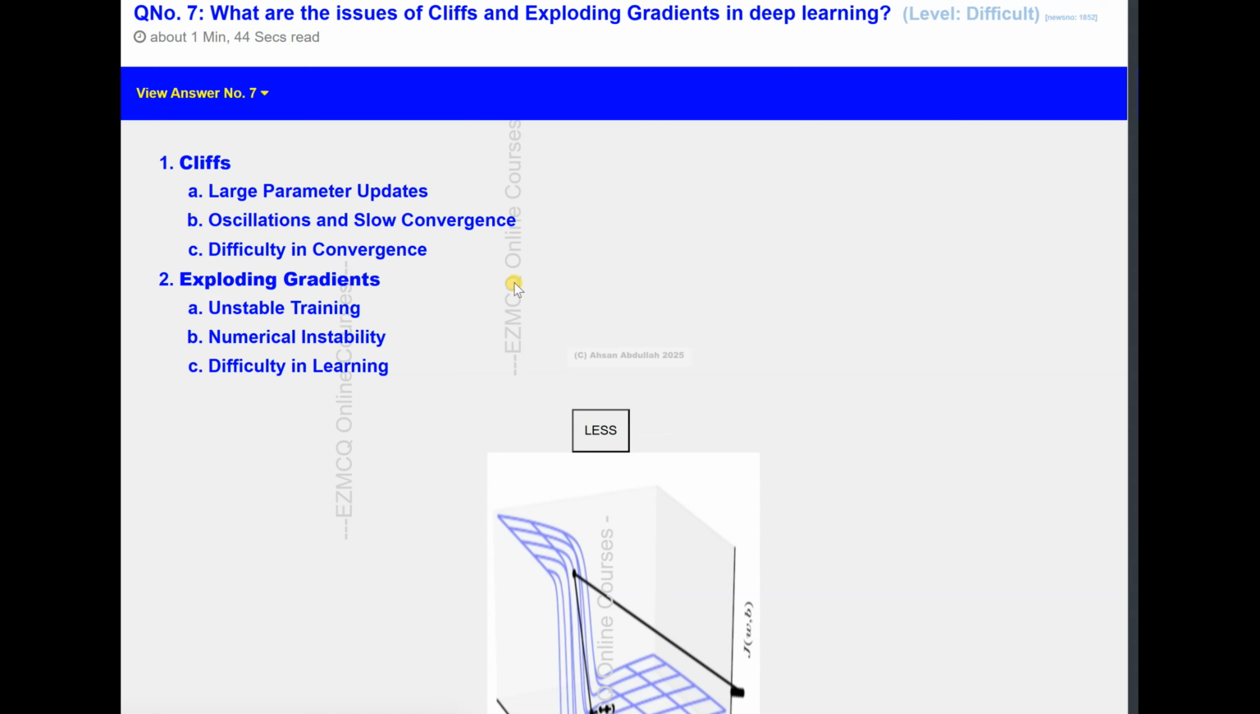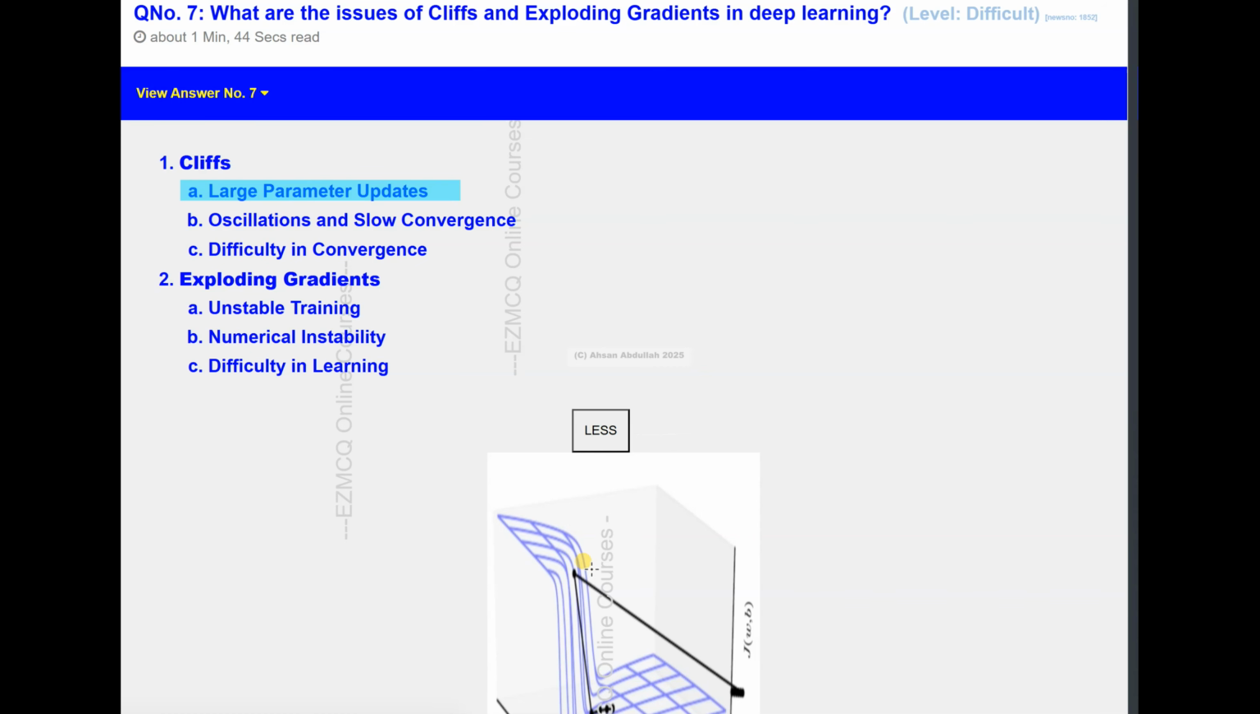So let's go into some more detail. When large parameter updates take place, it happens when the gradients are steep, and often near the cliffs, as is the case over here.